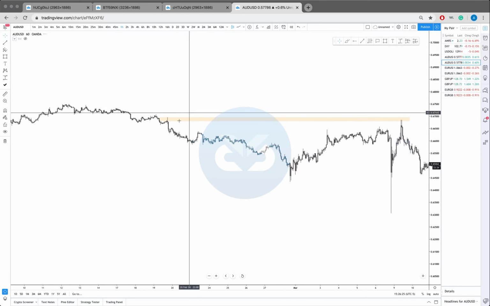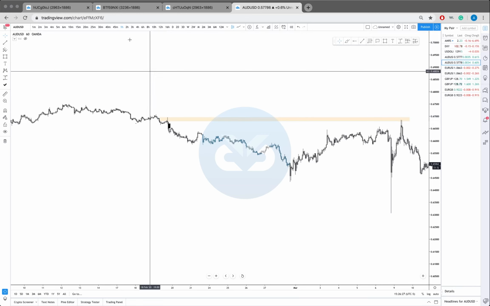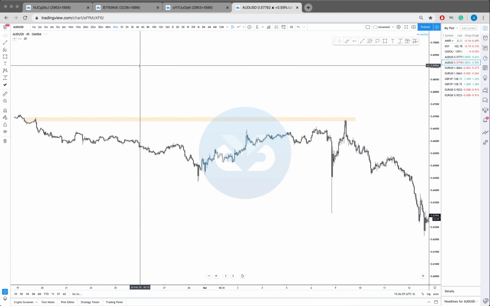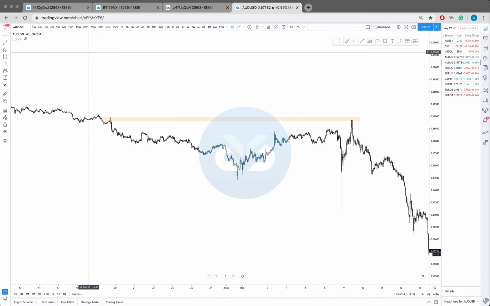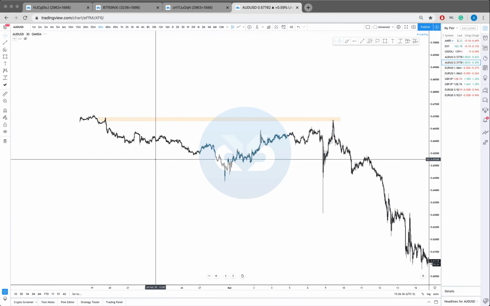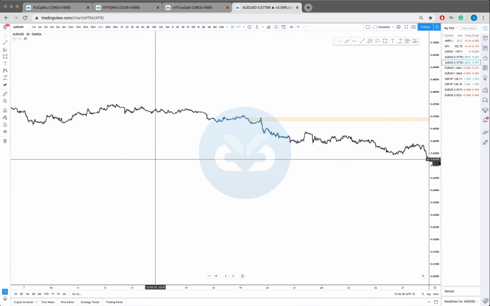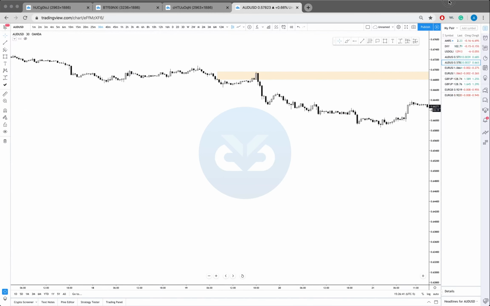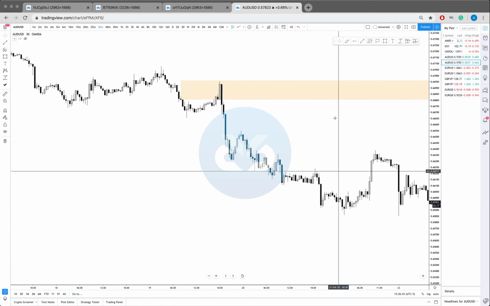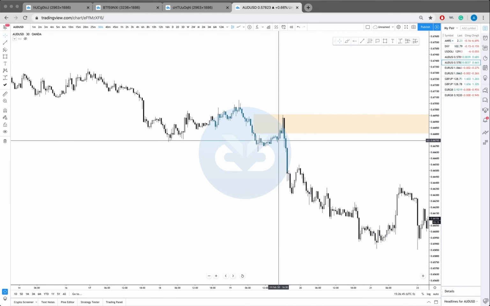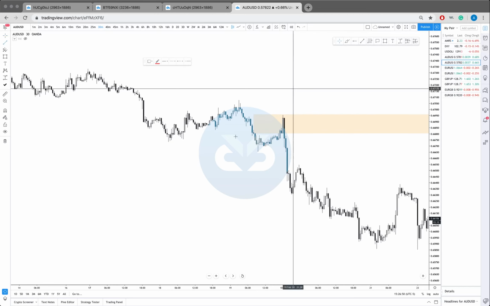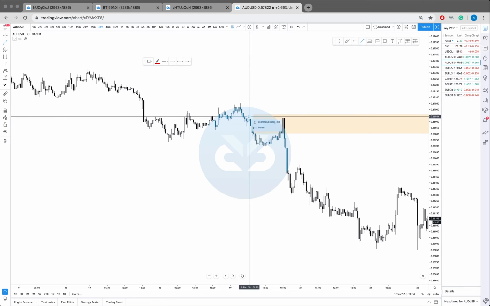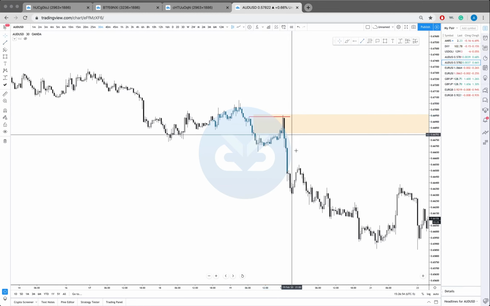Still, that's too much wick, right? Not enough body. 45 minute, same thing, too much wick. 40 minute, too much wick. 30 minute, cool. Now what do we see here? As you can see, volume came in out of nowhere, right? And as you can see, this previous high here was taken, right? Thanks to this candle here.